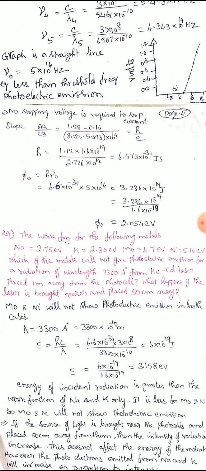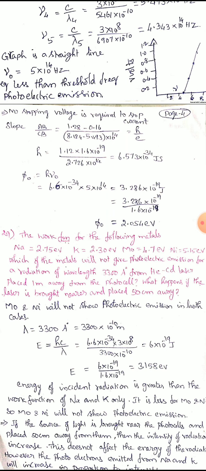We have found out the threshold frequency. The threshold frequency value will be nu naught is equal to 5 × 10^14 hertz, and then the work function will be phi naught is equal to 2.05 electron volts. Then we can go for the 29th sum.